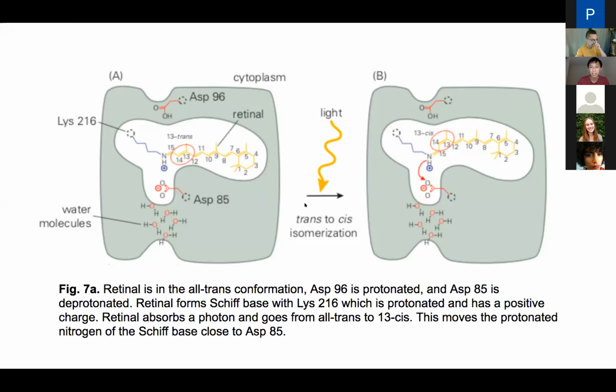So when light hits the retinal, the retinal can absorb it because of the conjugated pi system. There's an energy gap consistent with the wavelength of light. It allows the retinal to change conformation so that you get this cis bond at carbon 13. The cis bond allows it to move downwards and protonate the aspartate residue at position 85.